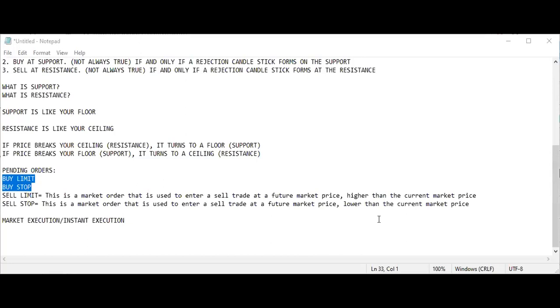It's not the same as stop. There's nothing like stop limit. There's only buy limit, buy stop, sell limit, sell stop. I've told you what sell limit and sell stop are. So now tell me what buy limit and buy stop are. I need buy limit first. Buy limit is just the opposite of sell limit. By opposite I mean change that sell to buy, and change the higher to the lower.